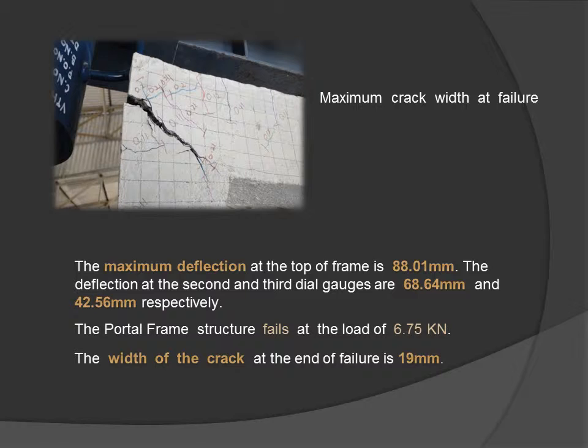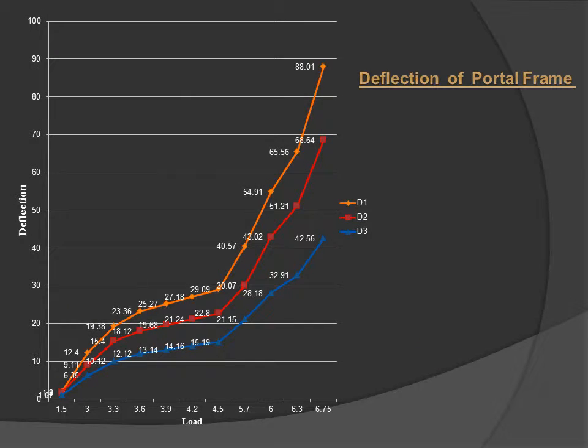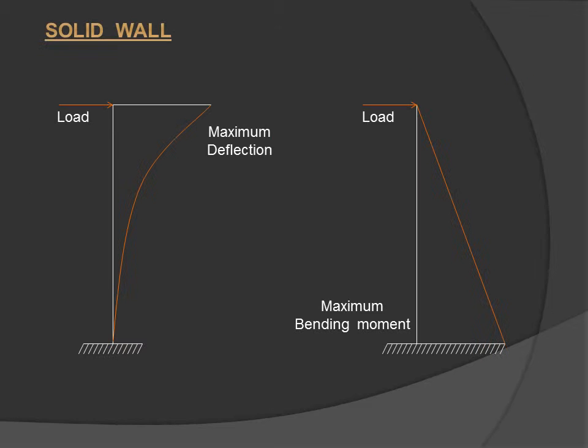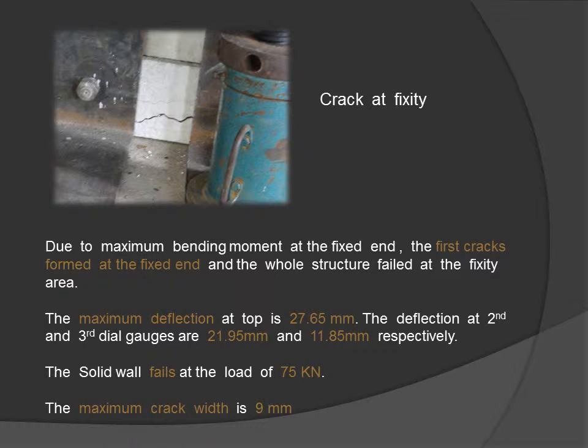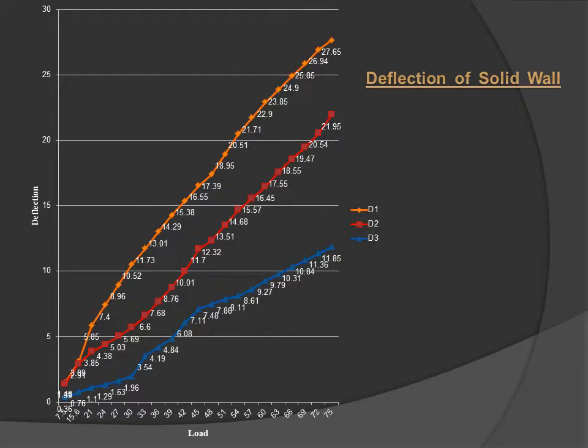The portal frame structure fails at a load of 6.75 kN, and the width of the crack is 19 mm. And this is the graph showing the deflection of the portal frame. And then this is the mechanism of the solid wall. And then this is the crack at fixity. And then this is the deflection of the solid wall in the form of a graph.